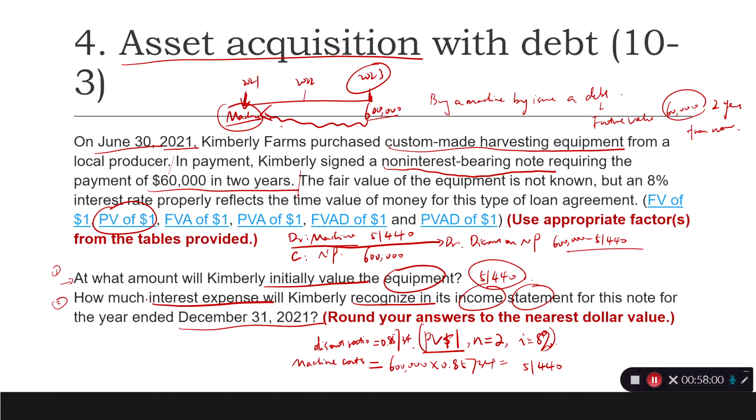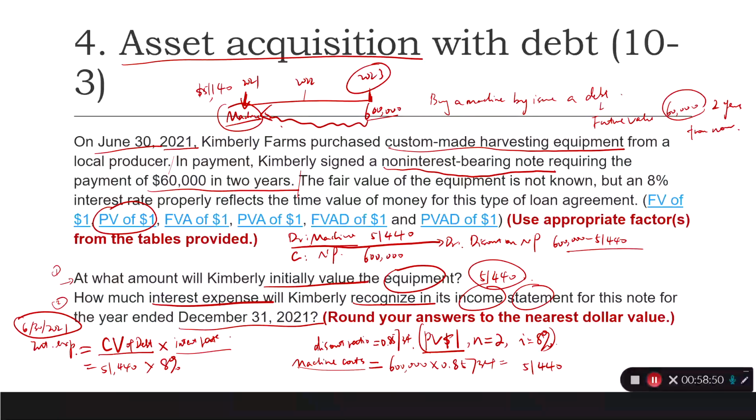And the second question is trying to figure out our interest expense. Interest expense is always going to equal the carrying value of the debt multiplied by the interest rate. We know the carrying value of the debt from June 30th, 2021 is 514,440, because the carrying value is actually the machine's cost. And then the interest rate is 8%. But be careful, you only carry this note for half a year because it's asking for the year ending 2021. June 30th to December 30th, 2021 is only 6 months, so that will be 6 divided by 12. Hence the interest expense is only going to be 20,578.